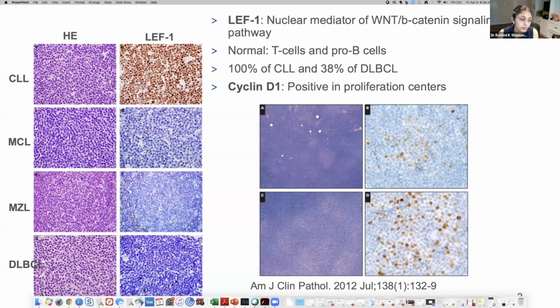The other aspect we need to remember is that cyclin D1 can highlight some cells within the proliferation centers. Proliferation centers are pretty typical for CLL, and sometimes cyclin D1 can be expressed in those cells, as we see on the right panel here. And it's important that this not be overcalled as mantle cells. So when we perform FISH on these cases that are positive for cyclin D1 by immunohistochemistry, they are negative for cyclin D1 rearrangement, confirming the CLL.